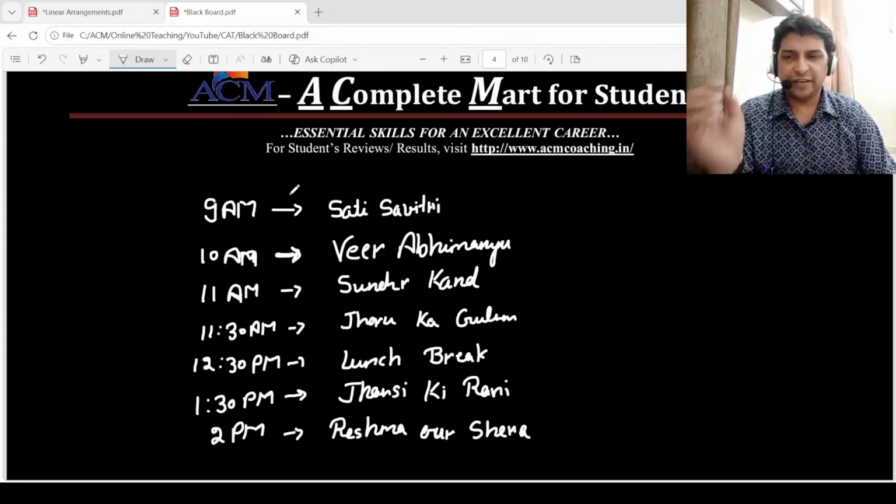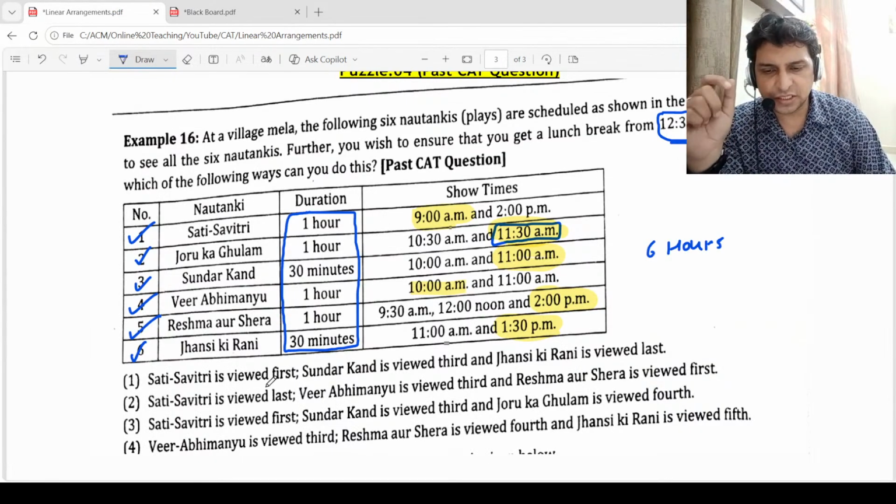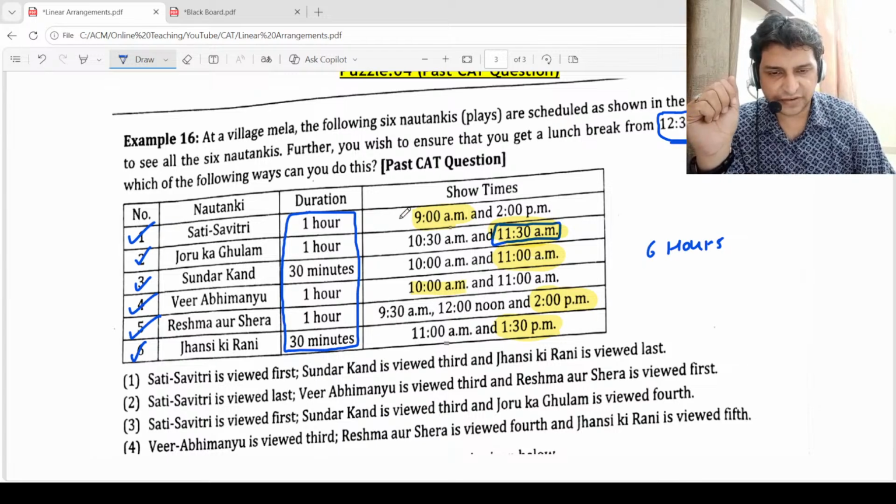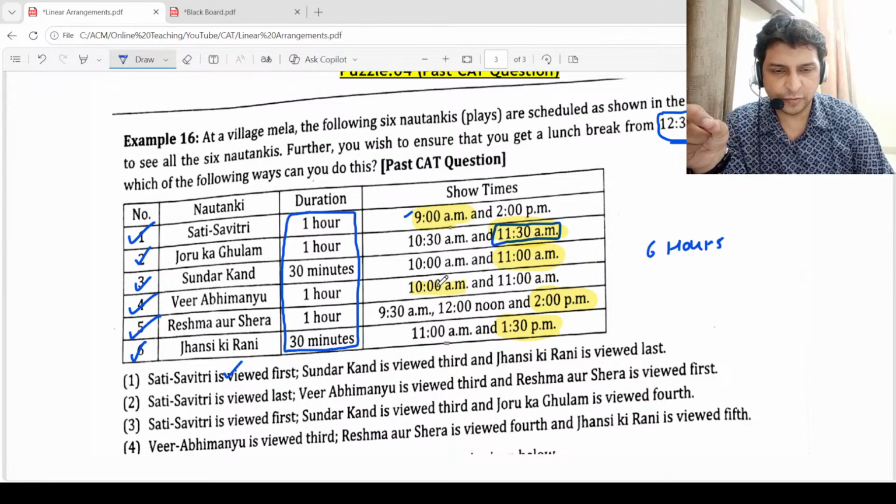Now the question which we have: Sati Savitri is viewed first. That's right. Sati Savitri is first. Sundarkand is viewed third. Sundarkand is at 11 o'clock. After 9, at 10 o'clock we had Veer Abhimanyu. At 11 we have Sundarkand. That is right. Third. And Jhansi Ki Rani is the last. No, last is Reshma or Shera. So this information is not right. So that is not the answer. Sati Savitri is viewed last. No, that is also not the answer.